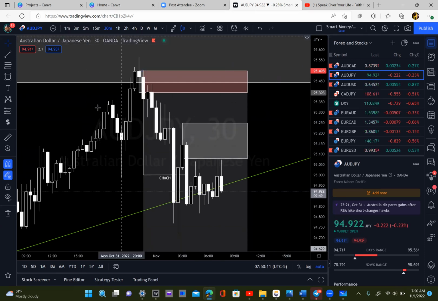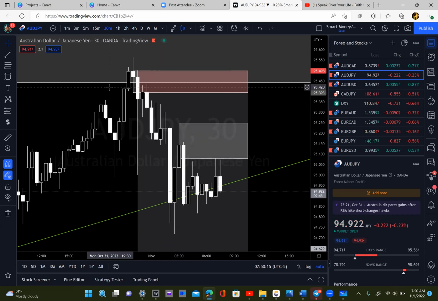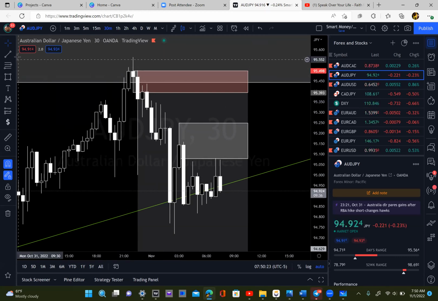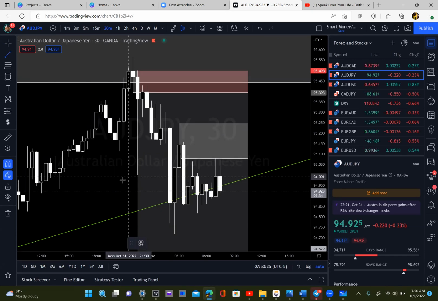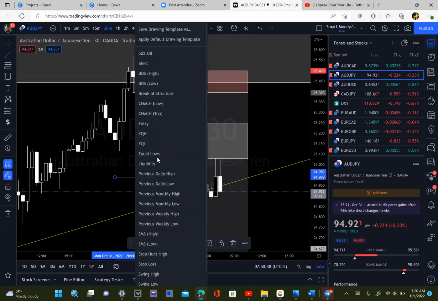So on the 30-minute, let me erase this. On the 30-minute, look, we tapped into the zone right here. Before we tapped in the zone, this was the last low that it made right here. And look what happened. It beat this low right here, correct? Y'all see it? It beat it right here. So this will be our change of character, and I can mark that as our change of character.